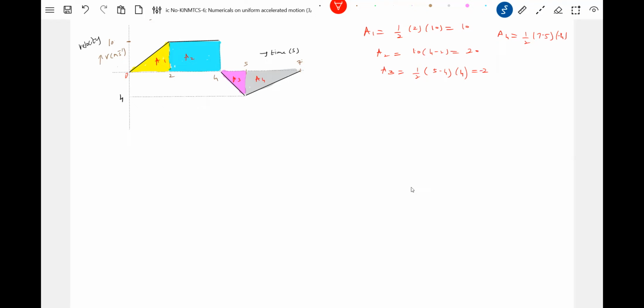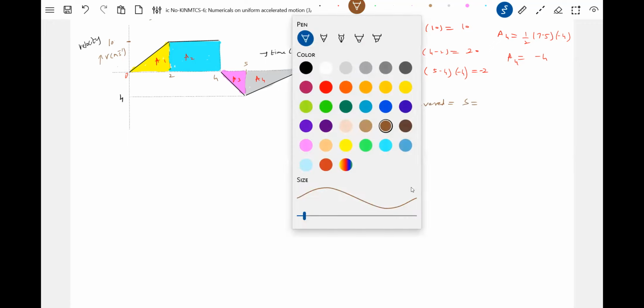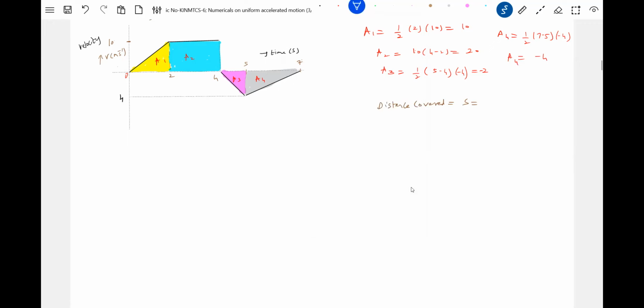There's a minus sign, no? Negative it is. So this will be minus 4, I'm getting. So what do negative signs mean? If I ask you the distance covered, for distance covered you have to just add up all the possible areas.